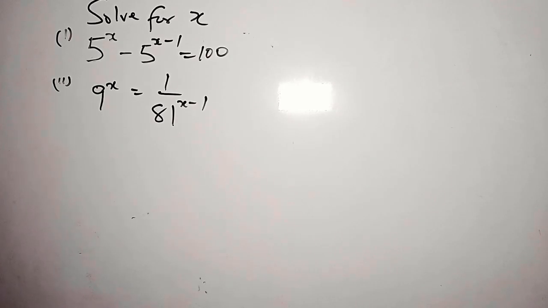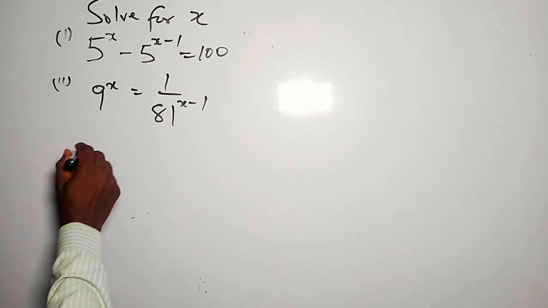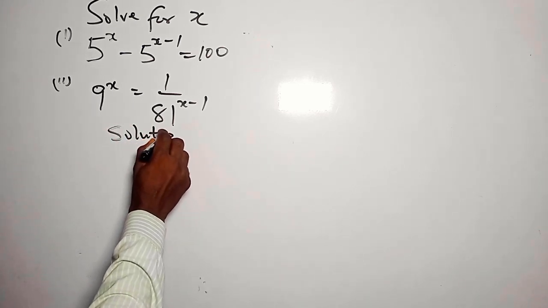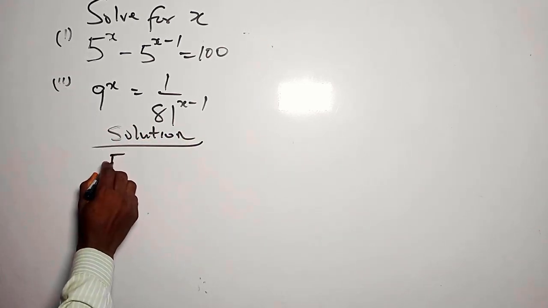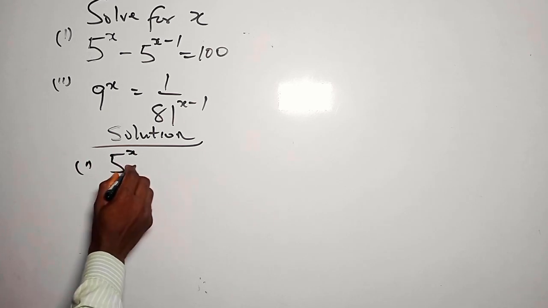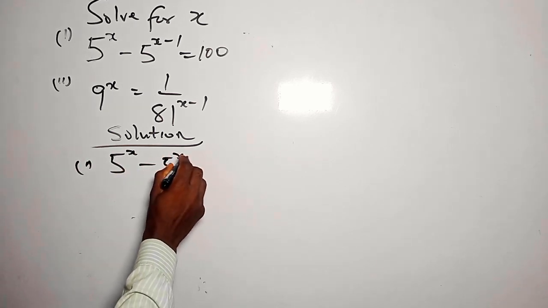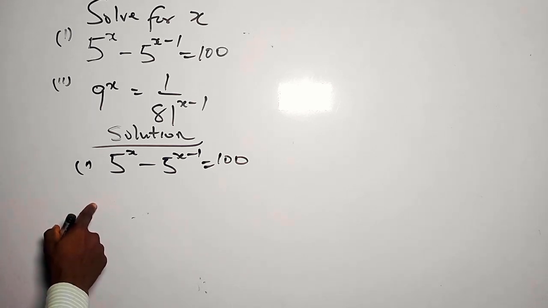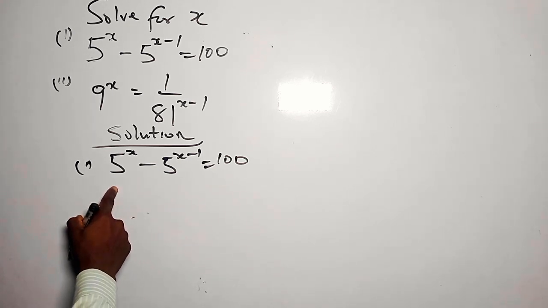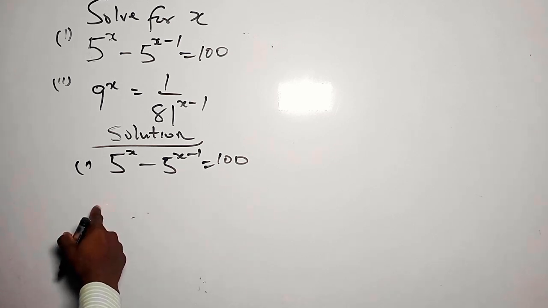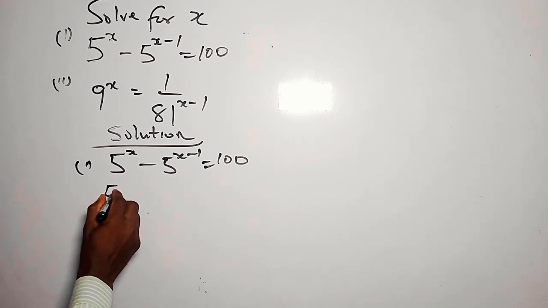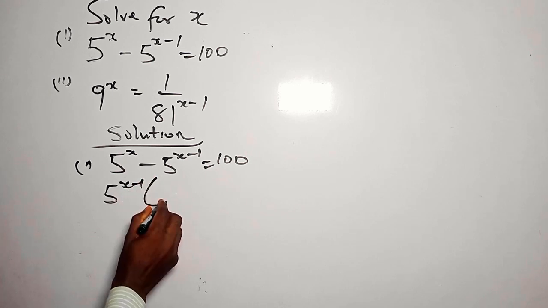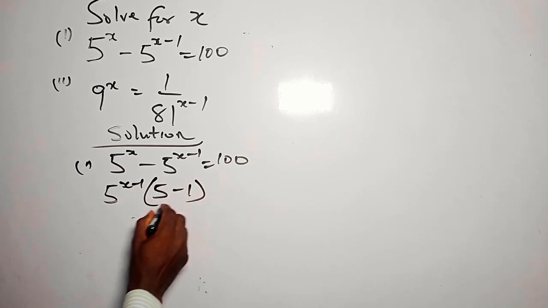The question says, solve for x in the given exponential equation. So we have 5 raised to the power x minus 5 raised to the power x minus 1 equals 100. When we look at this equation, we can factor out what is common, 5 raised to the power x minus 1, into 5 minus 1.